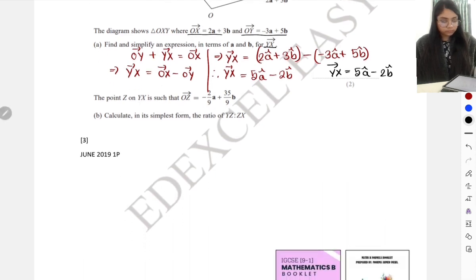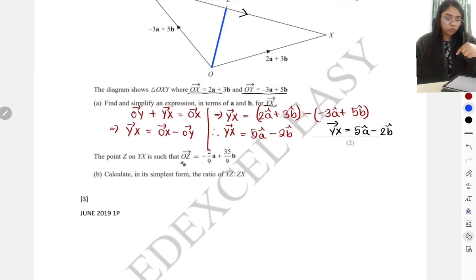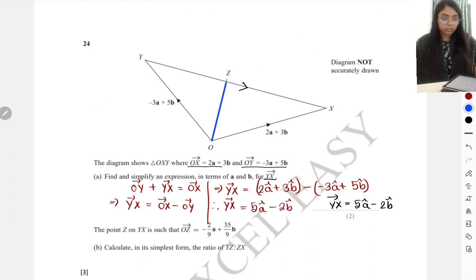The point Z on YX is such that OZ is minus 2 by 9 a and 35 by 9 b. Calculate, in its simplest form, the ratio of YZ to ZX. Now over here we already have the total length for YX, right? But we do not know at what ratio this point Z is situated, because it is somewhere in the middle of points Y and X, but we don't know the ratio, so we need to find that ratio. Before we can find it, they have also provided one different vector. If you connect point O and Z together, you get the vector OZ, which is minus 2 by 9 a and 35 by 9 b. So I'll just write those in the diagram over here.